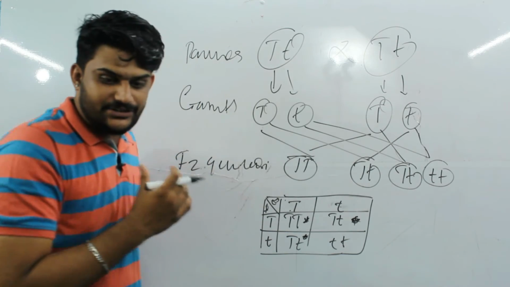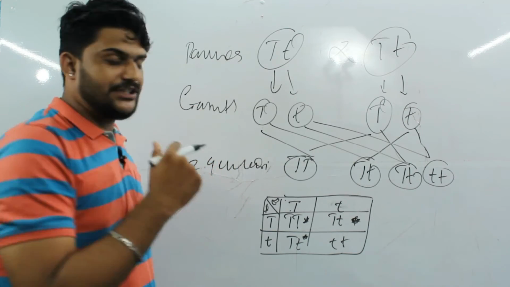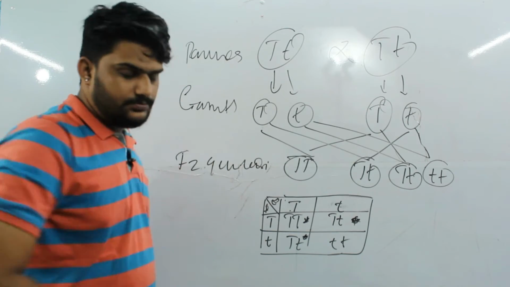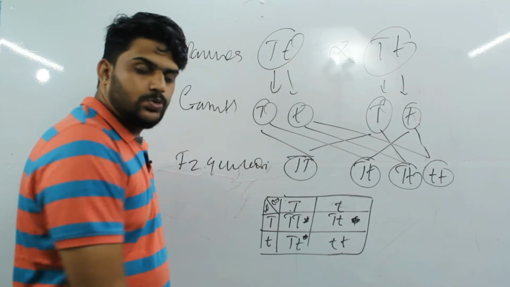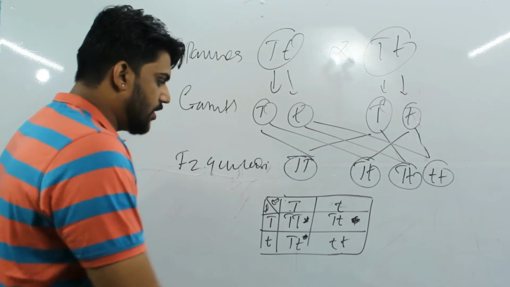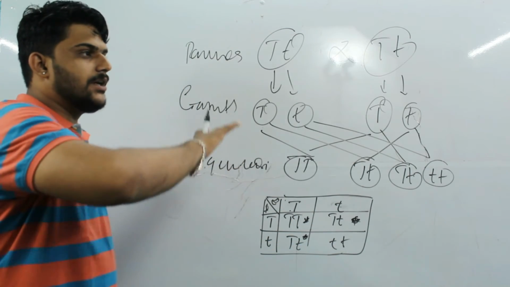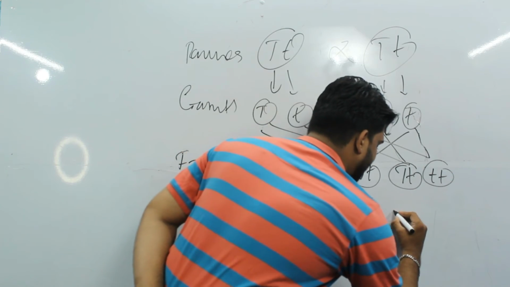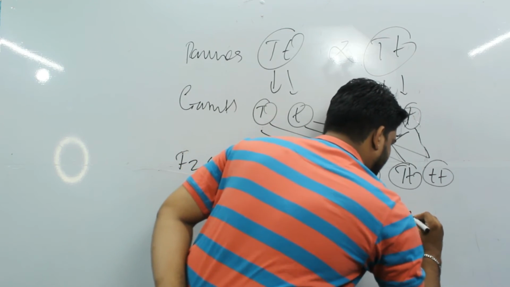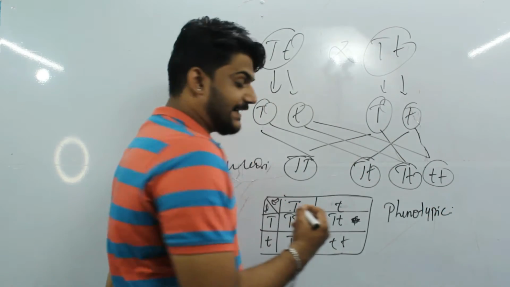That made us believe that the F1 generation had two different kinds of alleles. On looking morphologically, means how it appears from the outside, it was showing the phenotypic character. Phenotypic means morphologically, how it looks from outside.